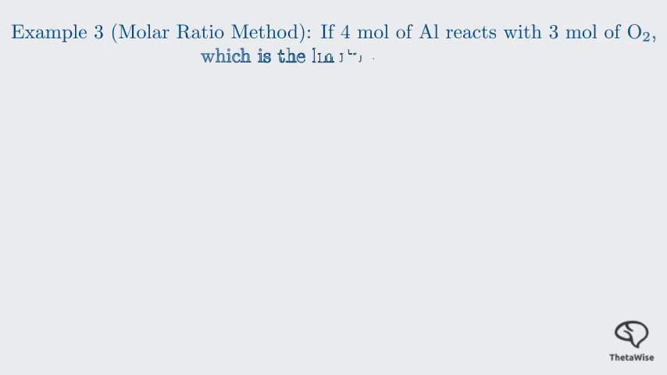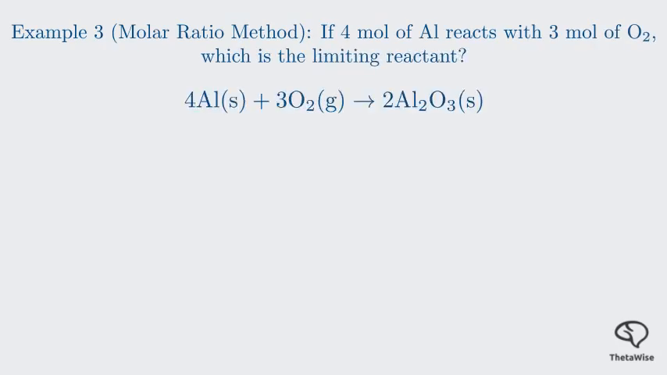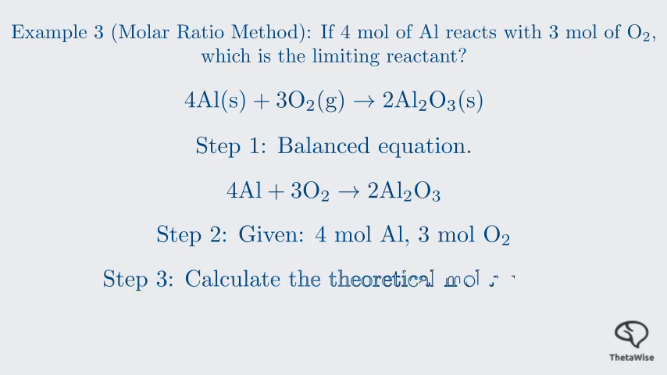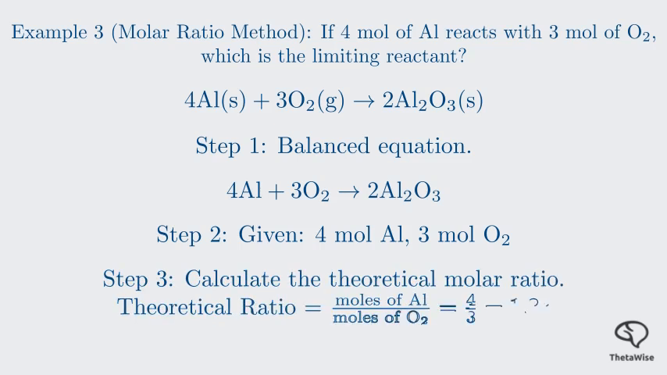The question is, if 4 moles of aluminum react with 3 moles of oxygen, which is the limiting reactant? Step 1. Balanced equation. 4Al plus 3O2 yields 2Al2O3. Step 2. We have 4 moles of Al and 3 moles of O2. Step 3. Let's find our theoretical molar ratio from the balanced equation. It tells us we need 4 moles of aluminum for every 3 moles of oxygen. So the theoretical molar ratio is 4/3, which equals 1.33.